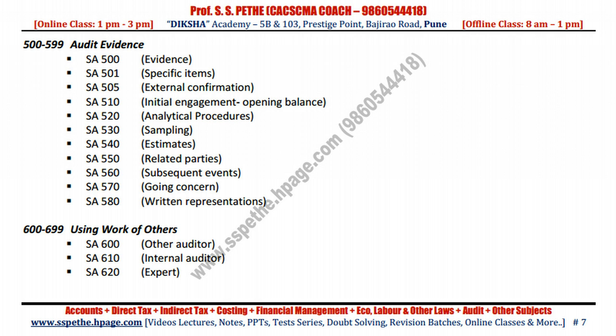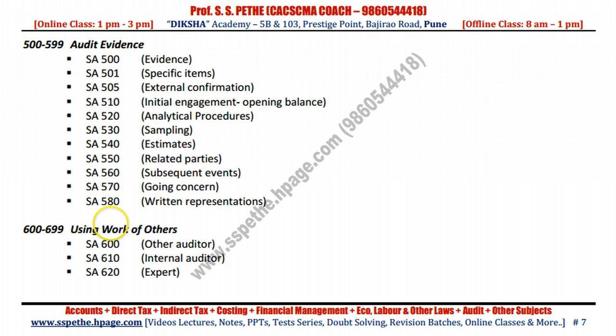These are further classified as follows: 500 evidence, 501 specific items, 505 external confirmations, 510 relates to initial engagement opening balances, 520 analytical procedures, 530 sampling, 540 estimates, 550 relates to related parties, 560 subsequent events, 570 going concern, 580 written representations.